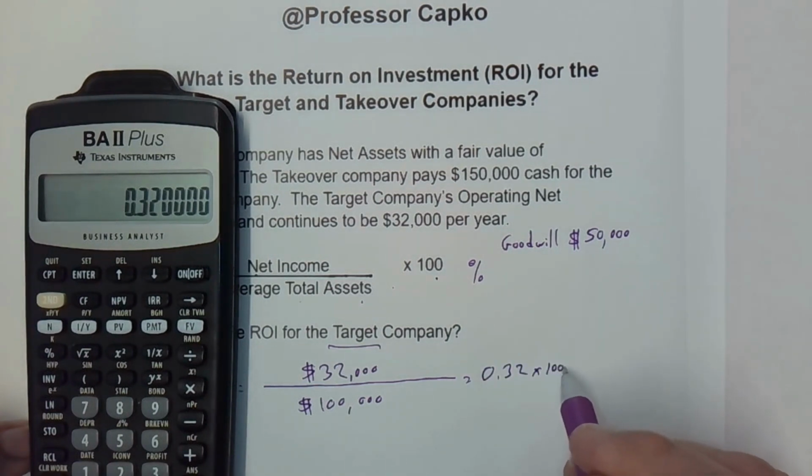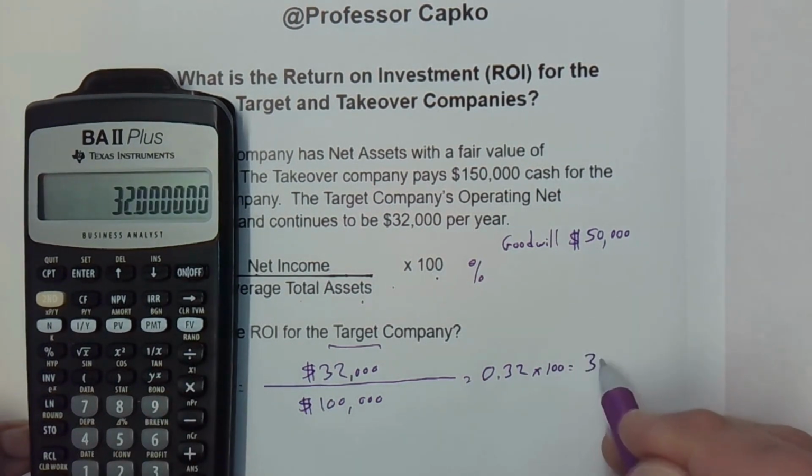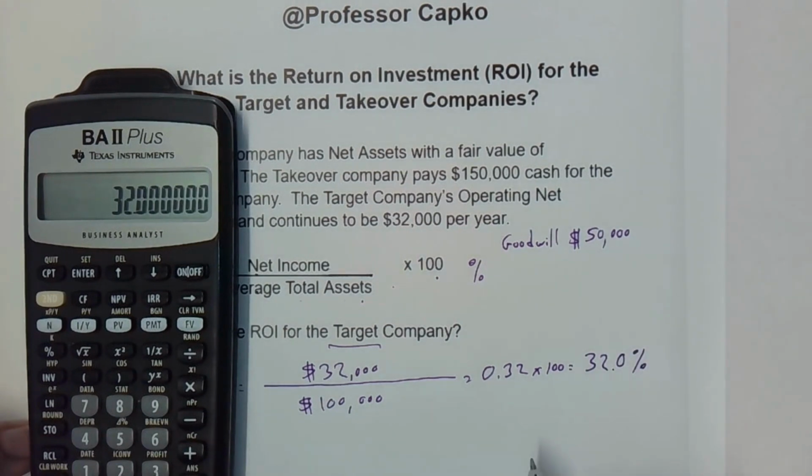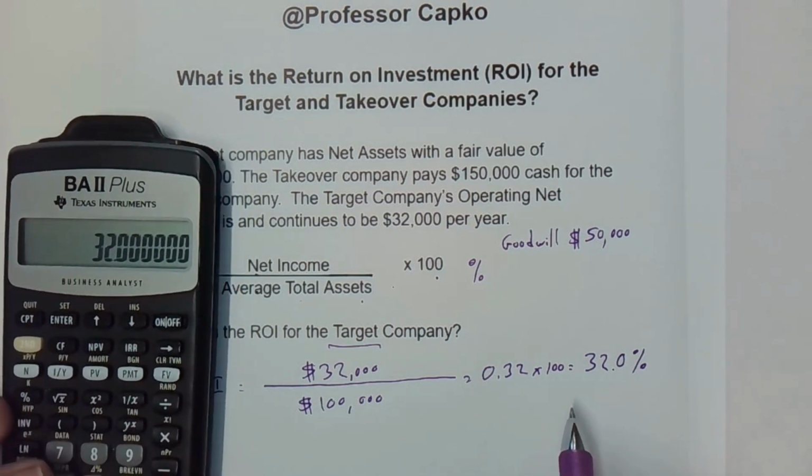We're going to multiply it by 100. And that gives us 32.0% as our return on investment for the target company.